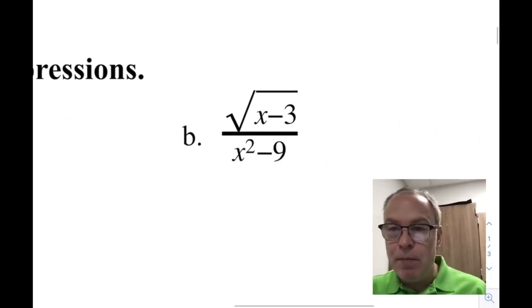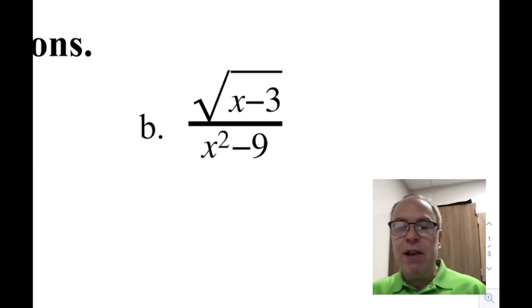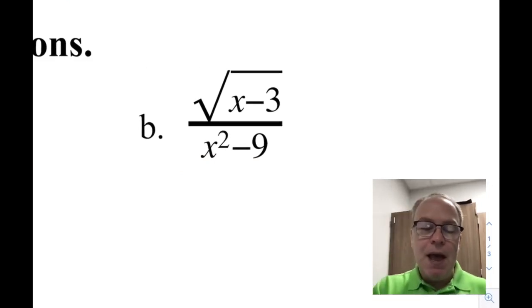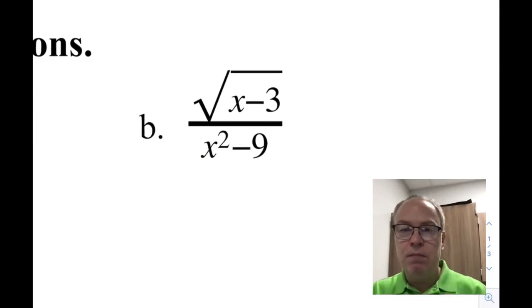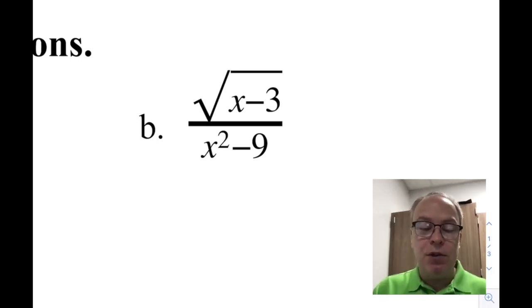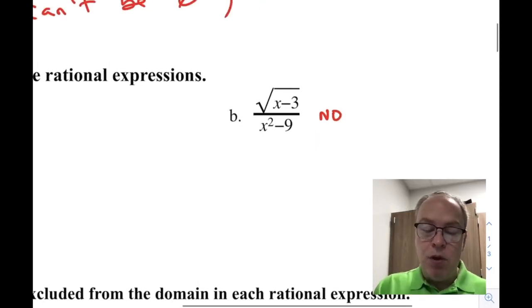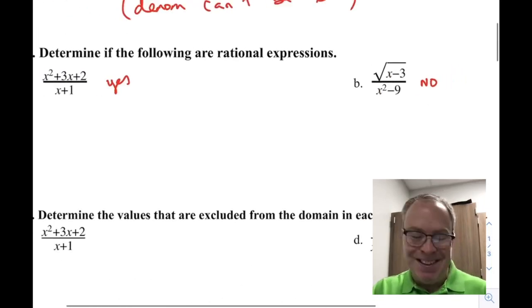Now, this example, however, this is a fraction, and we've got an expression on the top and the bottom. However, we're not allowed to have the variable under the square root and still call it a rational expression. So, no, this is not stuff we're going to be dealing with in this chapter. Okay, let's move on.